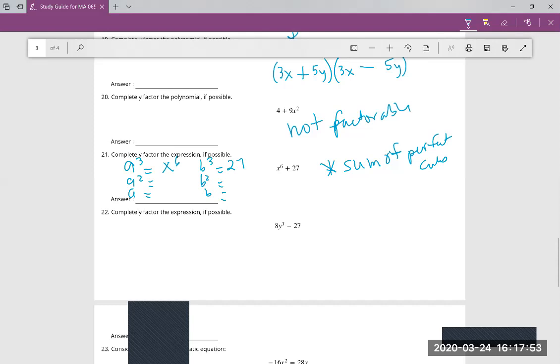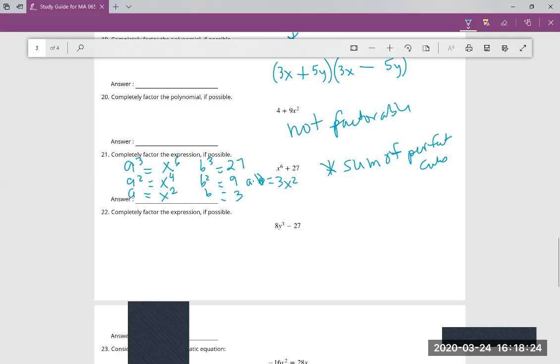So if x to the 6th power is a cubed, what is the cube root of that? A is going to be x to the 2 power. And a squared, squaring this, would be x to the 4th power. And then b, 27, the cube root of 27 is going to be 3, because 3 times 3 times 3 is 27. And then squaring that for b squared is 9. And then we also need the a times b term. And in that case, this is going to be 3x squared.